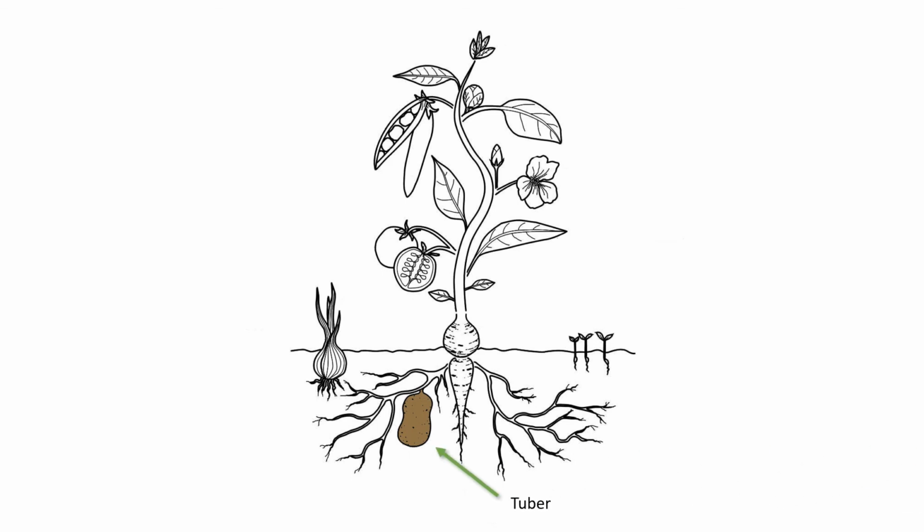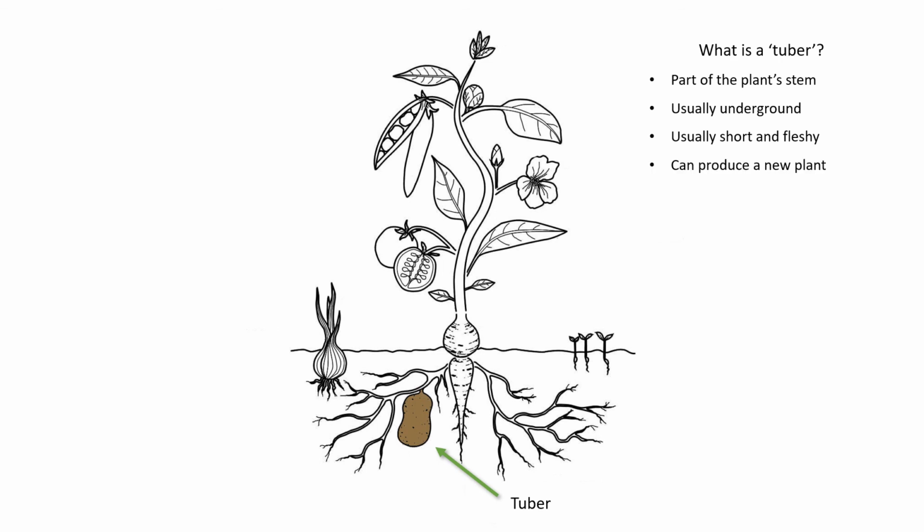Tubers. What's a tuber? Let's talk a little bit about a tuber. It's different from a root vegetable. In fact, a tuber is part of the plant's stem. It's a swollen portion of the stem that's underground. It's usually short and it's usually fleshy. When you see some examples of tubers, you'll understand what I mean by that.